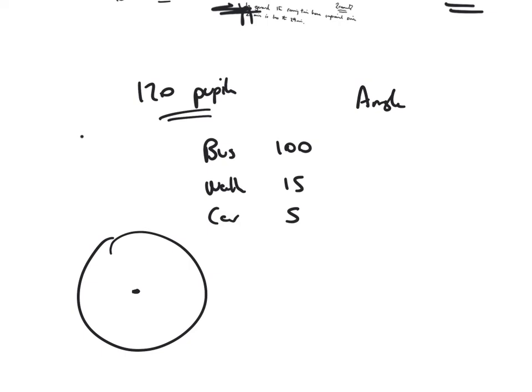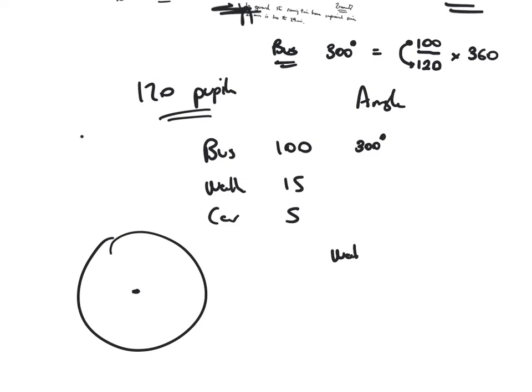Okay, so remember a full turn is 360 degrees. So to find the angle for bus, well, out of the 120 pupils, 100 travel by bus. So to get that angle, it would be the number travelled by bus divided by the total amount times 360. And if you put that into the calculator, 100 divided by 120 multiplied by 360, that will give you an angle at the centre of 300 degrees. Okay, so that's by bus.